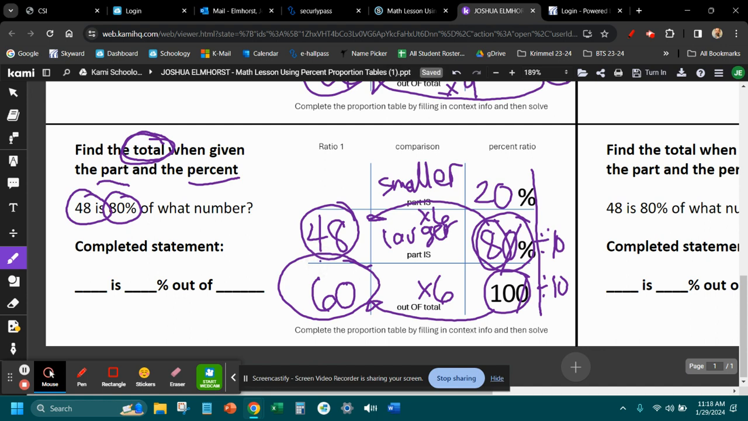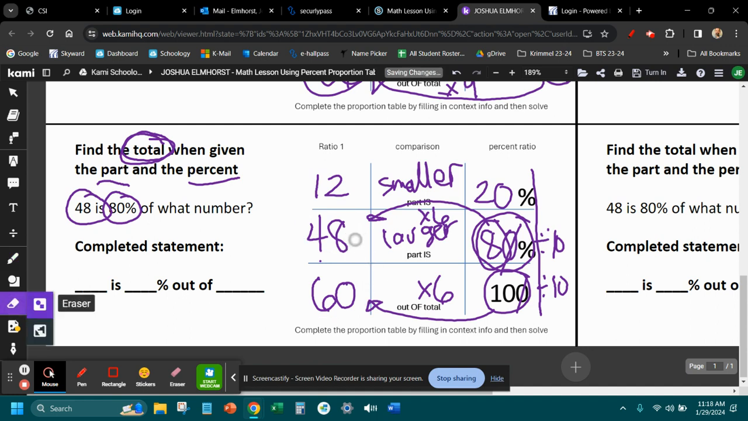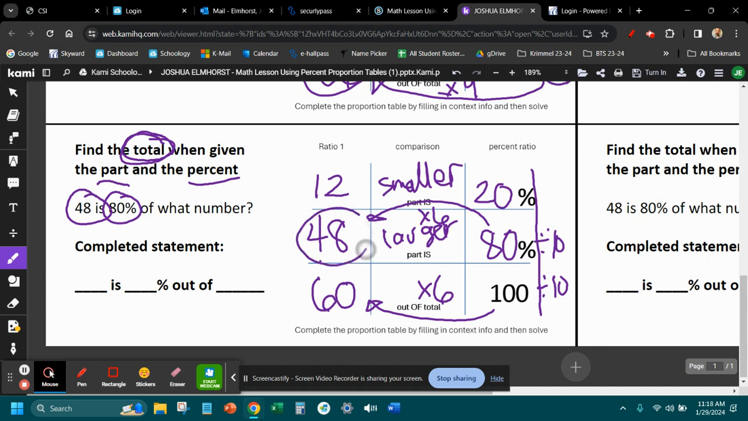60 is the total. What's the smaller part? 60 minus 48, we would have 12 up on top. We fill out all the information. Just going to remove this stuff to take us back so we can see what was going on. And 48 is 80% out of 60. 48 is 80% out of the total, which would be 60.